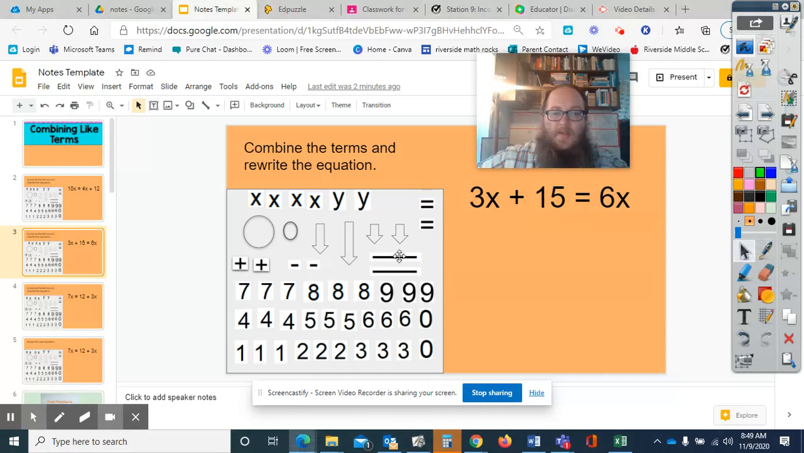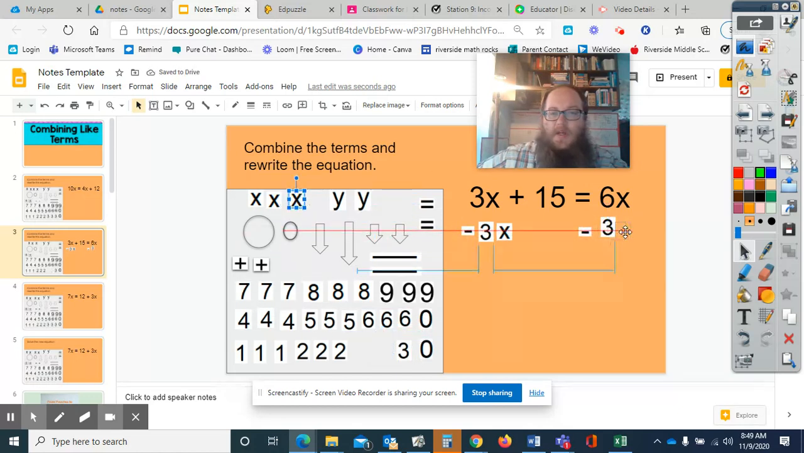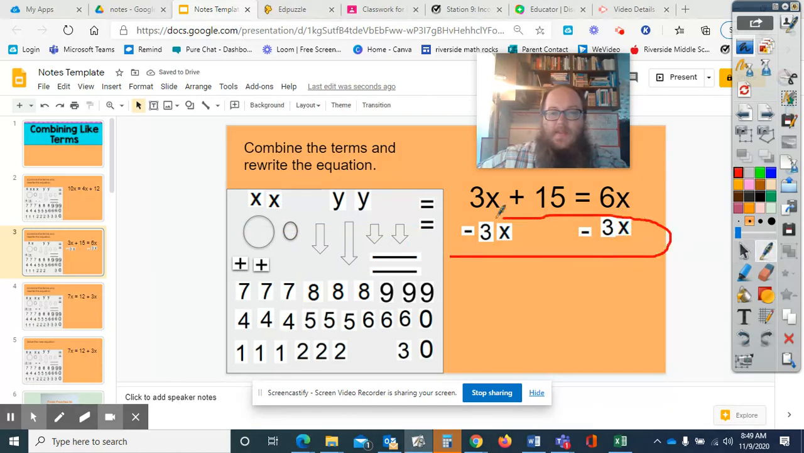So underneath my 3x, I'm going to put minus. I'm going to drag over my subtraction, my 3, and my x. And that's going to cancel out the 3x. Remember, if you subtract 3x from the left-hand side, you also have to subtract 3x from the right-hand side. So we'll drag over our minus 3x on the right-hand side as well. And you can see that, again, this step right here, they're both balanced and the same. Now I can just perform the actions.